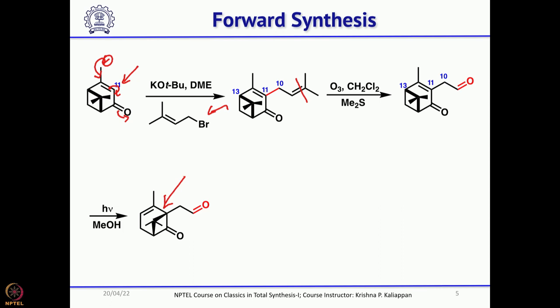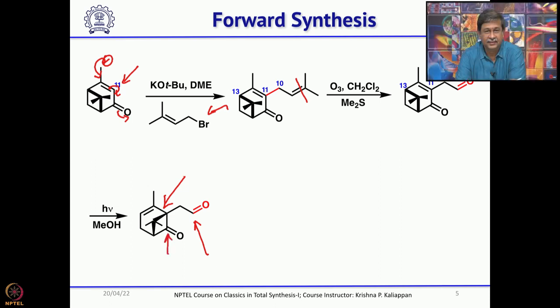Then you have to add a nucleophile to this aldehyde. So you have two carbonyl groups, one is a ketone, the other one is an aldehyde. As you know, a ketone is less reactive compared to an aldehyde. Moreover, in this particular case, it is a little bit sterically crowded as well.